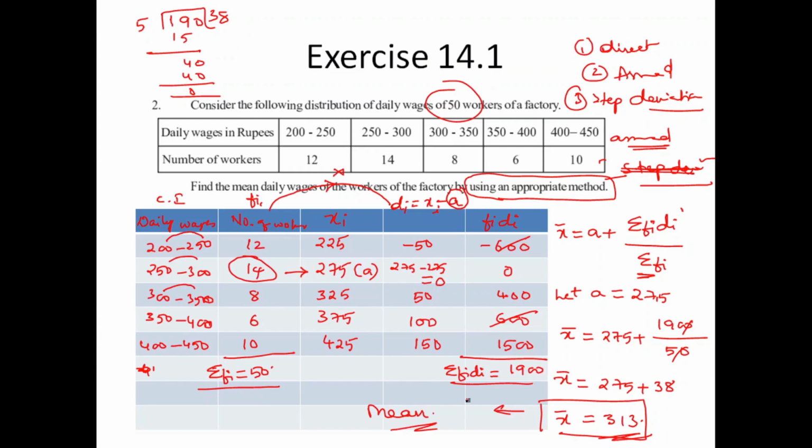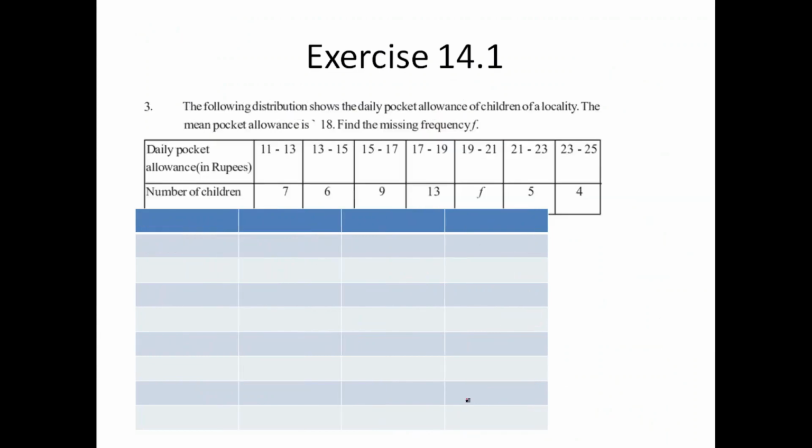Okay, so let's look at the next sum. So this is your third sum. I think, yeah, the distribution shows the daily pocket allowances of children of a locality. The mean pocket allowance, see here, the mean is already given. How much? 18. And the missing frequency, yes, you need to find the value of f here. Okay. So I will be using the direct method only. Why? Why I'm using this direct method is to solve this sum using less simplification.